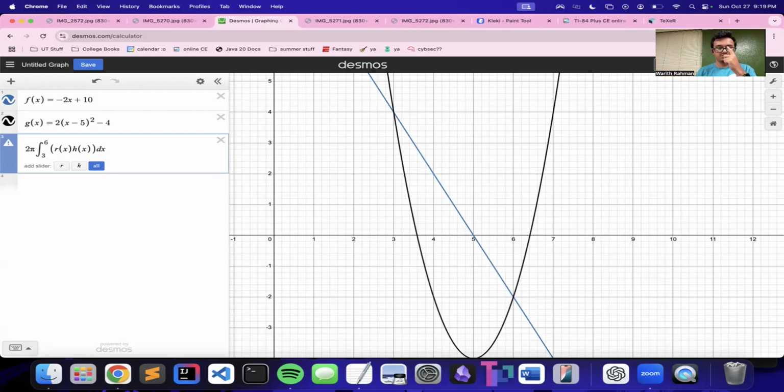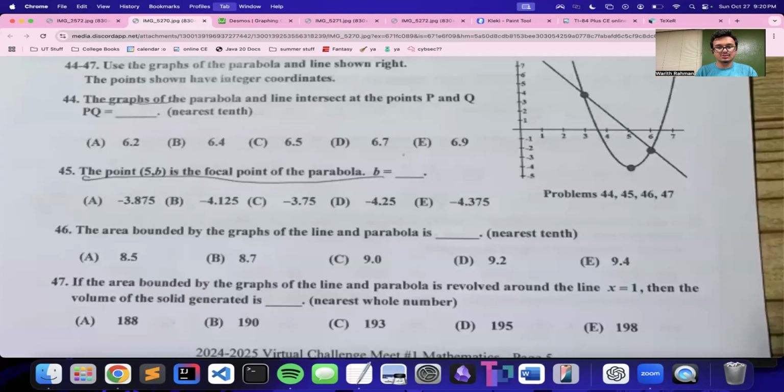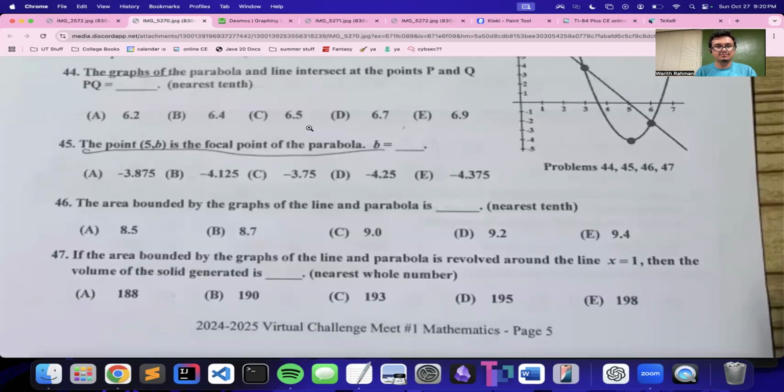So we notice that 3 is a distance of 2 away, 5 is a distance of 4 away, 6 is a distance of 5 away. So the radius equation is just x minus 1. Right? It's just going to be x minus 1. And then our height function is going to be equal to the same height we used already, so f of x minus g of x. 198 is our answer, 47e.